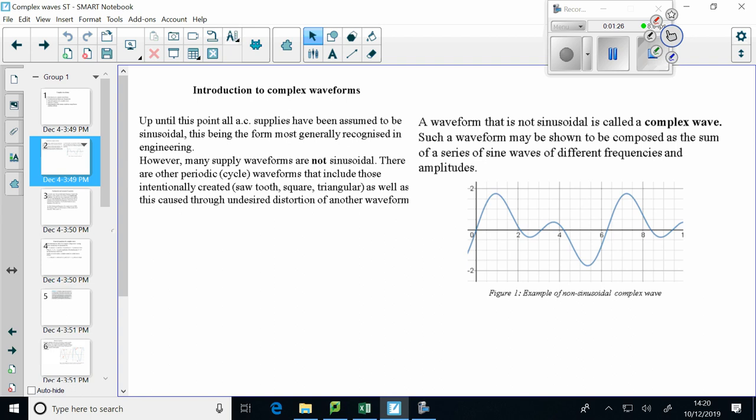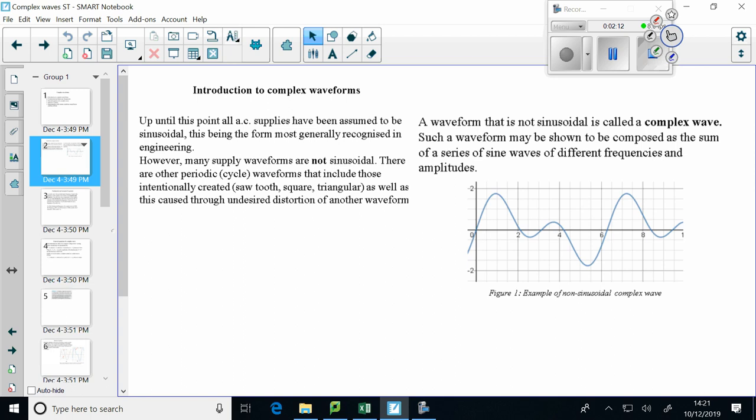However, many supply waveforms are not sinusoidal. There are other periodic, i.e. repeatedly cycling, waveforms, including those that are intentionally created, such as sawtooth, square wave and triangular waveforms, as well as those caused by undesired distortion of another waveform. So we can end up with complex waveforms either because we want to, or because of other waveforms distorting the waveform that we really want.